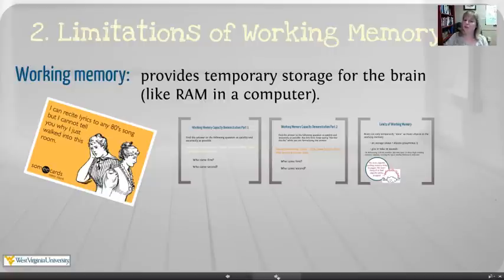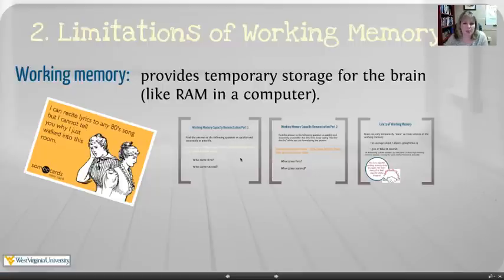Some people compare working memory to RAM in a computer. Think about how, if you've ever had a computer shut down on you before you're finished working on a particular document, and when you turn the computer back on, not everything has been saved. Not everything has been, if you will, put into the long-term memory of the computer, but it was still functioning in the working memory. So again, just different bins of storage is one way to think about it.